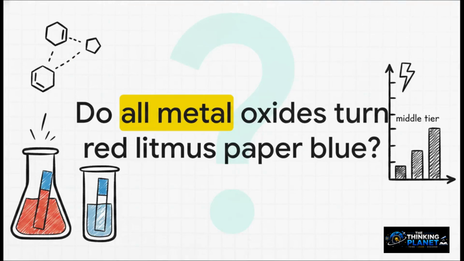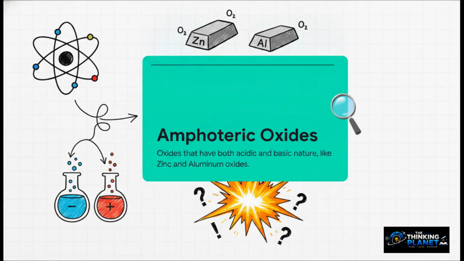Now, the crucial point to remember is that metals usually form basic oxides. And if you recall your basic chemistry tests, basic oxides turn red litmus paper blue. But here is a classic exam trap I see students fall into time and time again. Since most metal oxides are basic, do they all turn red litmus paper blue? Are there any sneaky exceptions hiding in that middle tier of our reactivity series? Well, actually, the answer is a massive no.